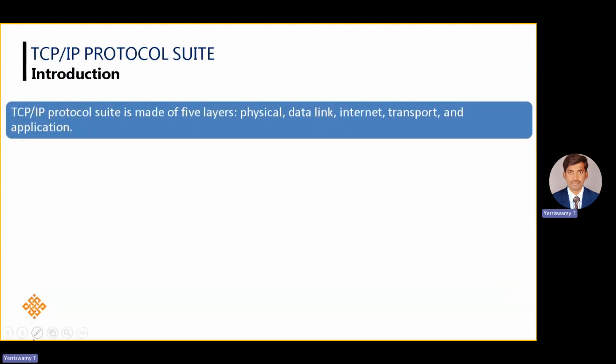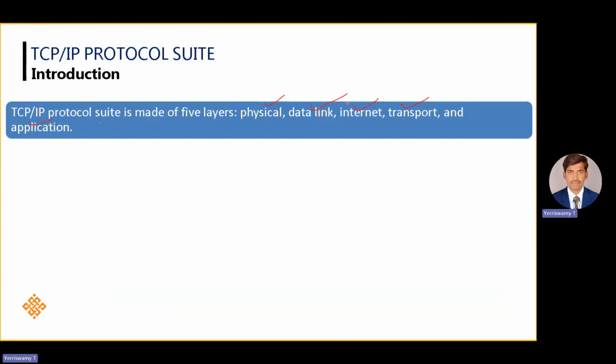As I told you, the TCP/IP protocol suite is made up of 5 layers. One second, I will just take the pen. That is physical, data link, internet, transport, and application.